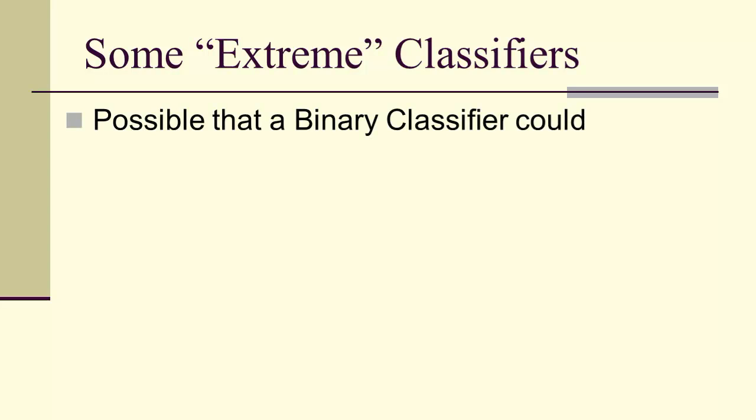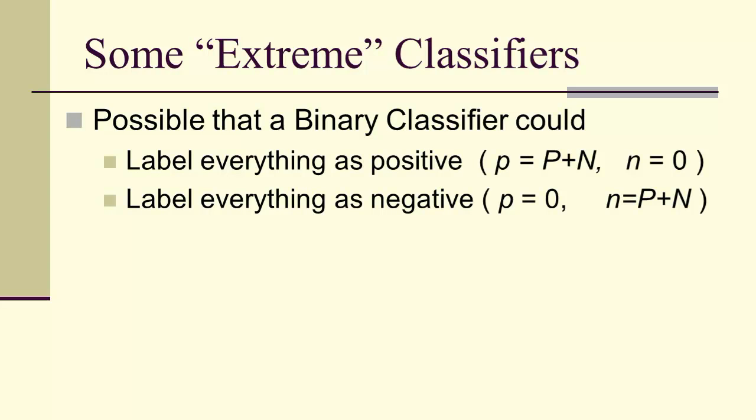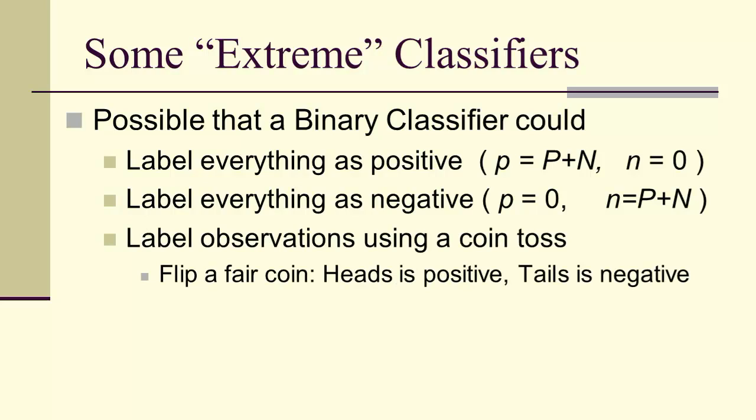So let's suppose we had a classifier where we labeled everything as positive. Then our little p would be capital P plus N, and little n would be 0. Or we could label everything as negative. In that case, little p would be equal to 0, and little n would be capital P plus capital N.